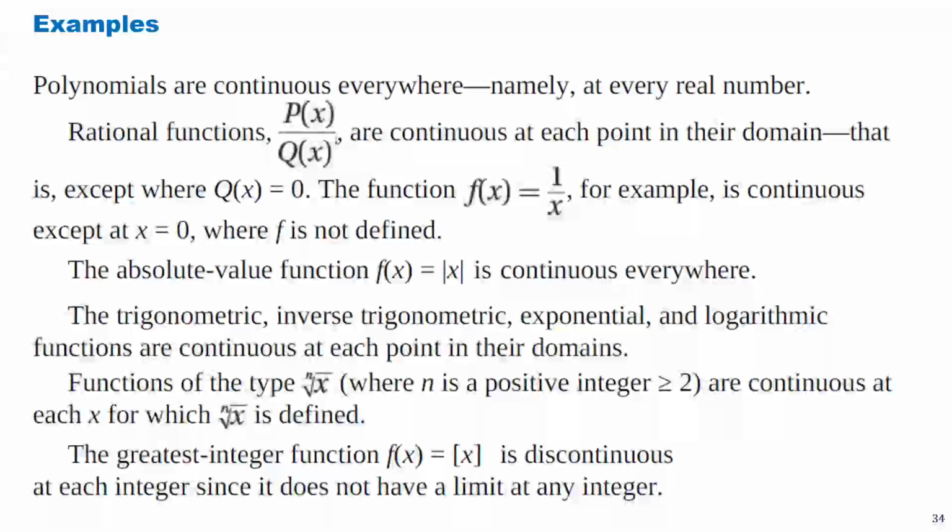Next, the absolute value function, f(x) equals absolute value of x, is continuous everywhere. Next, trigonometric, inverse trigonometric, exponential, and logarithmic functions are continuous at each point in their domain. Functions of the type nth root of x, where n is a positive integer greater than or equal to 2, are continuous at each x for which the nth root of x is defined. Last example, the greatest integer function, f(x) equals the greatest integer that is less than or equal to x, is discontinuous at each integer since it does not have a limit at any integer.